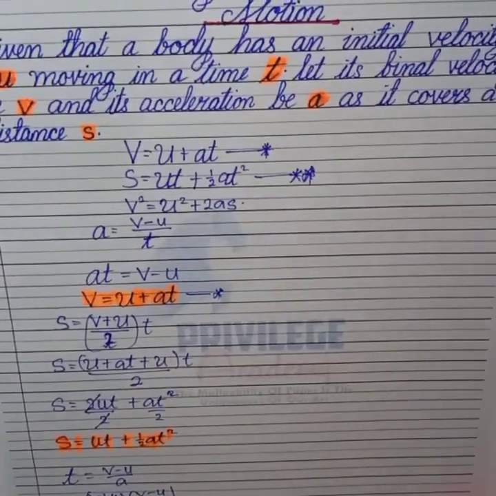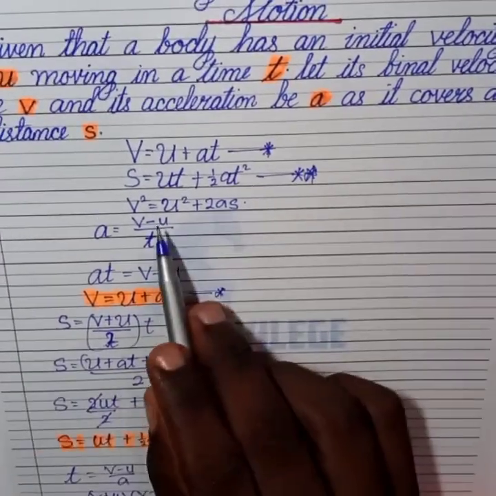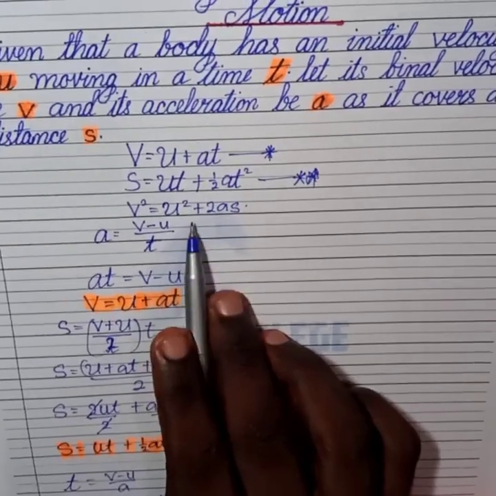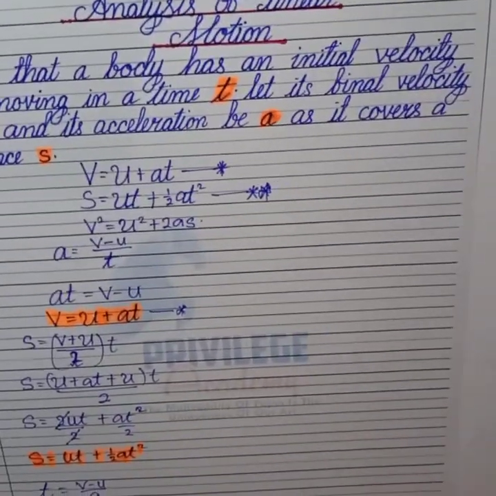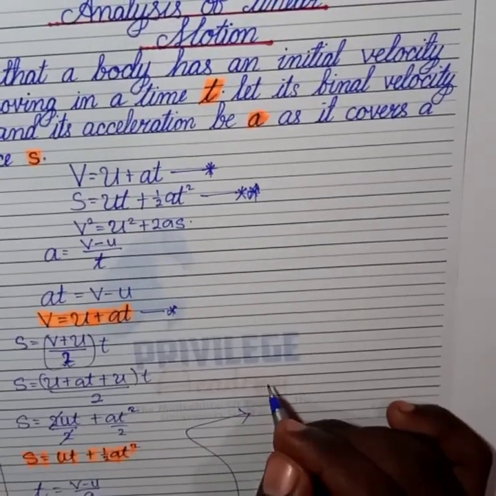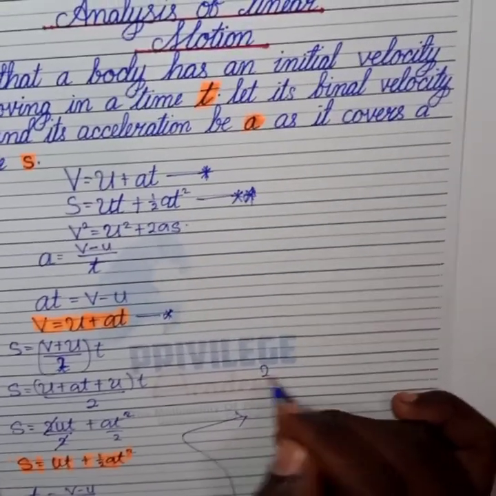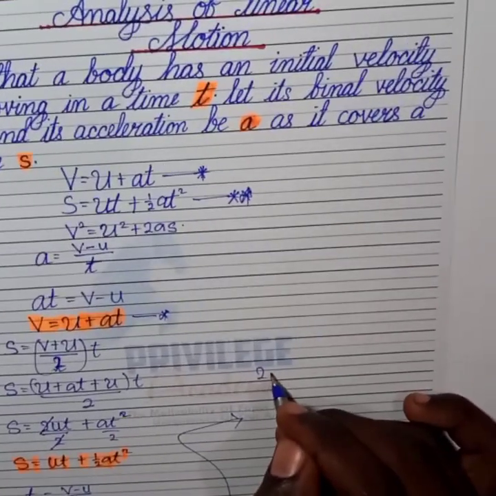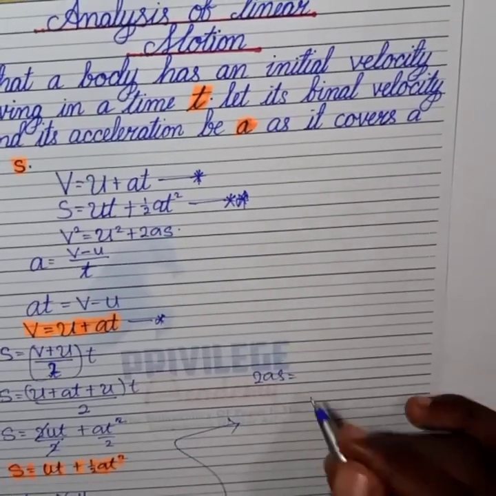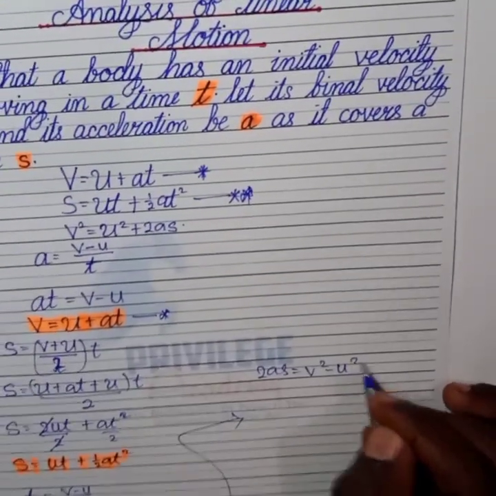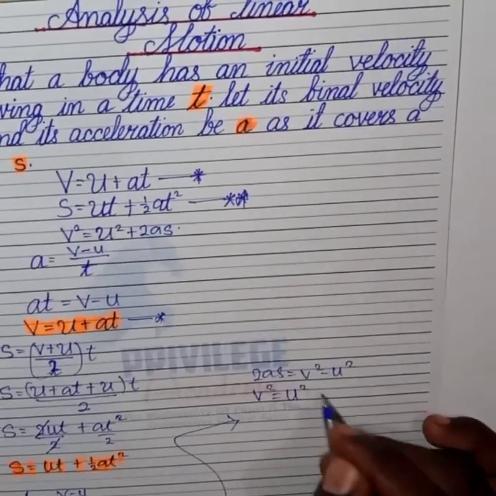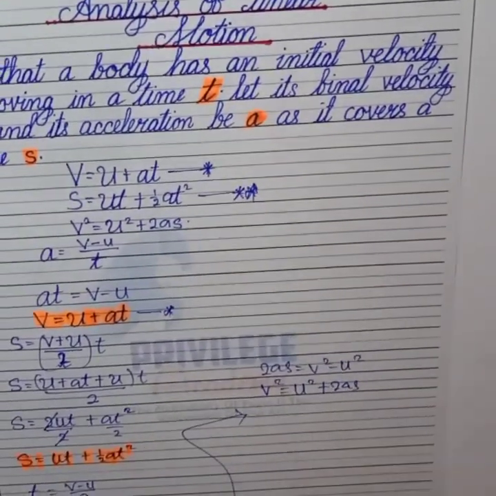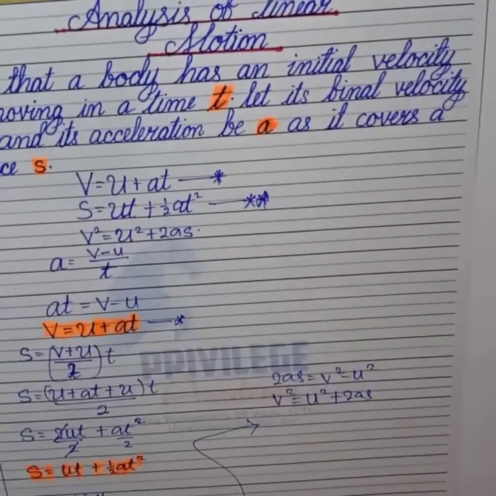Now at this point, we want to achieve v squared equals u squared plus 2as. Then I can cross multiply it. If I cross multiply there, I will have 2as equals v squared minus u squared. Hence, v squared equals u squared plus 2as. That is the equation required.